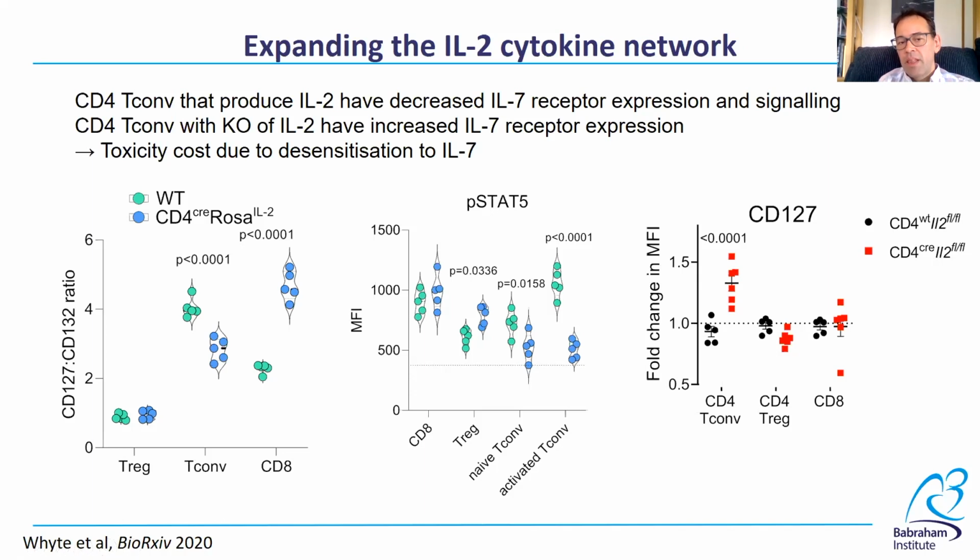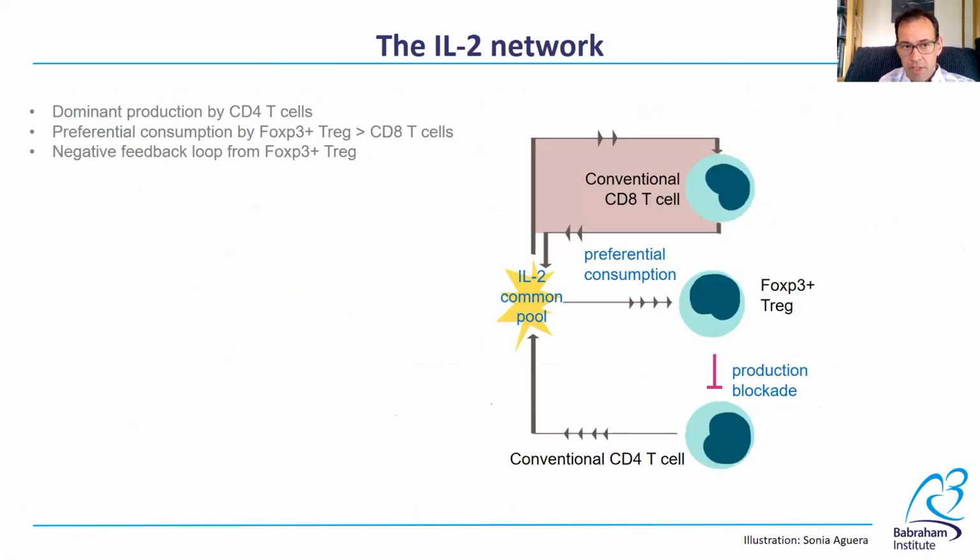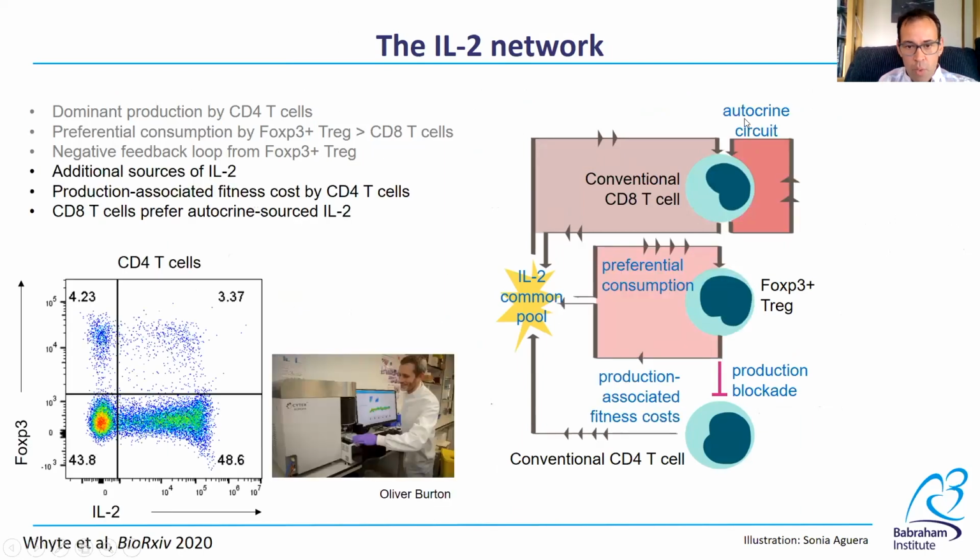So it does seem like the production of IL-2 is actually causing a toxicity cost by making the cells desensitized to IL-7. And that appears to be driving the phenomenon that we just described. So if we go back to this IL-2 network, we start off with a very simple network that was kind of the dogma in the field. We're now able to add on a few extra parts to this network.